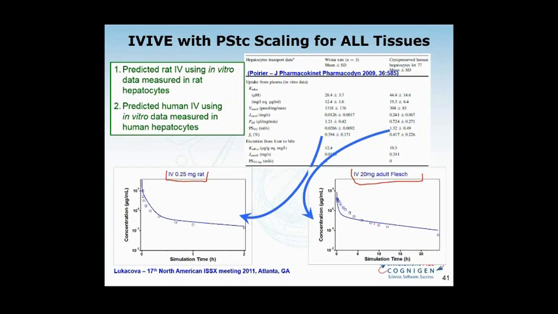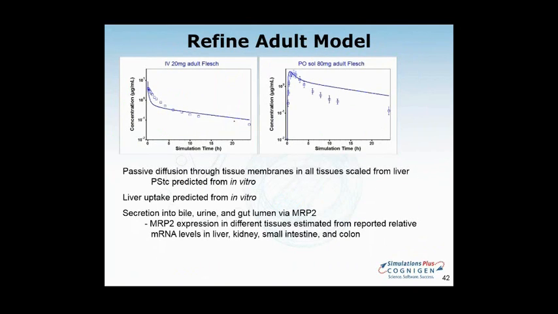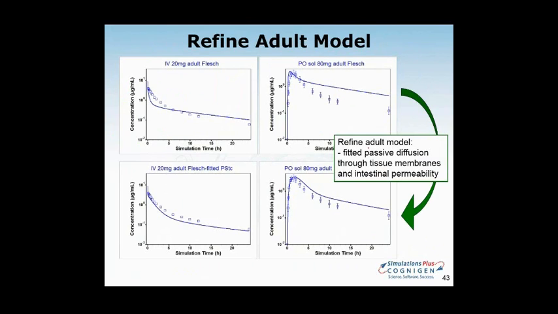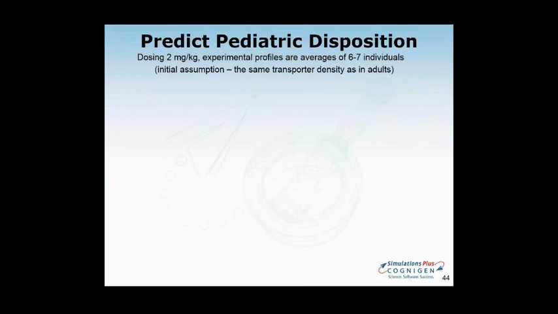but not something that we would want to use for pediatric prediction. So we took this adult model and recalibrated it against the in vivo data, refining it by refitting the passive diffusion and intestinal permeability. And once we had a model that was calibrated against adult data, we used this same model to predict the pediatric populations. So all the drug-dependent parameters would stay the same. We just changed the physiologies.